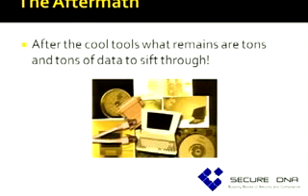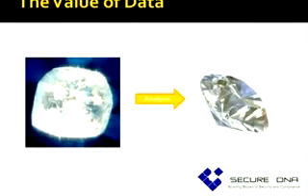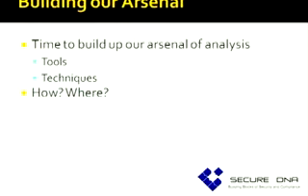But after all that, what remains is tons and tons of data to sift through. So there's a lot of data. And what is important in data? Value of data. Remember that data is often only as valuable as what the analysis can shape it to. Think of data as like a diamond, an unprocessed diamond, a diamond in the rough. With analysis techniques and tools, you can bring that diamond out of the data. So that's basically it. How do we do that?